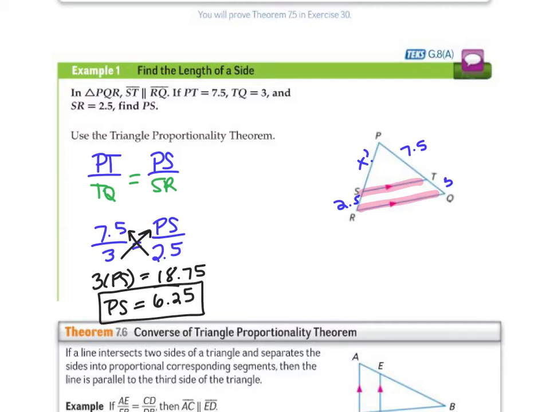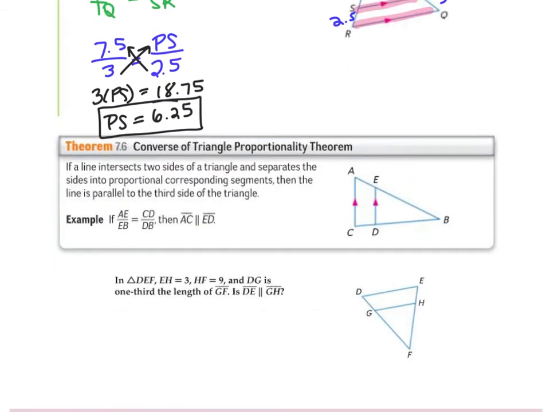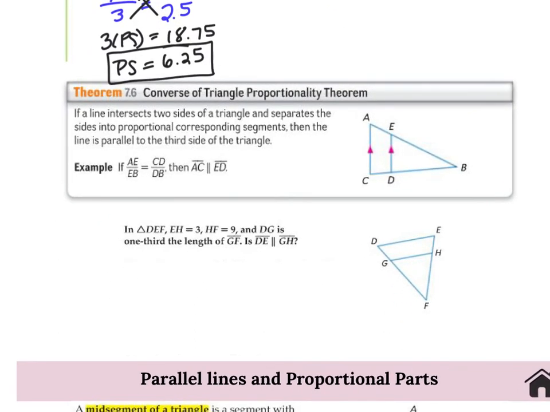Okay. So moving on to the converse of our proportionality theorem, we see that if a line intersects 2 sides of a triangle and it separates the sides into proportional corresponding segments, then we know that the line has to be parallel to the 3rd side of the triangle. So what that means, if we are given side lengths, okay, so AE over EB equals CD over DB, then we know that AC has to be parallel to ED.